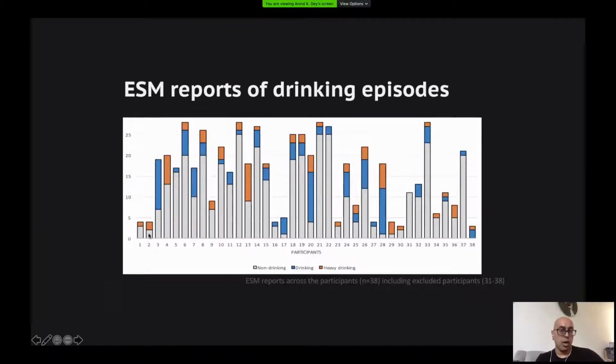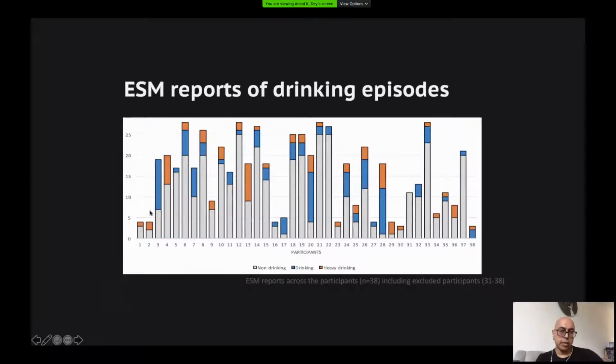And what you can see in gray are the number of non-drinking episodes that people reported. Orange are the binge drinking or heavy drinking episodes, which, just for clarification, heavy drinking is based on body mass index, but traditionally we think about it as more than 3 drinks for a woman and more than 4 drinks for a man. But it really is body mass index dependent.